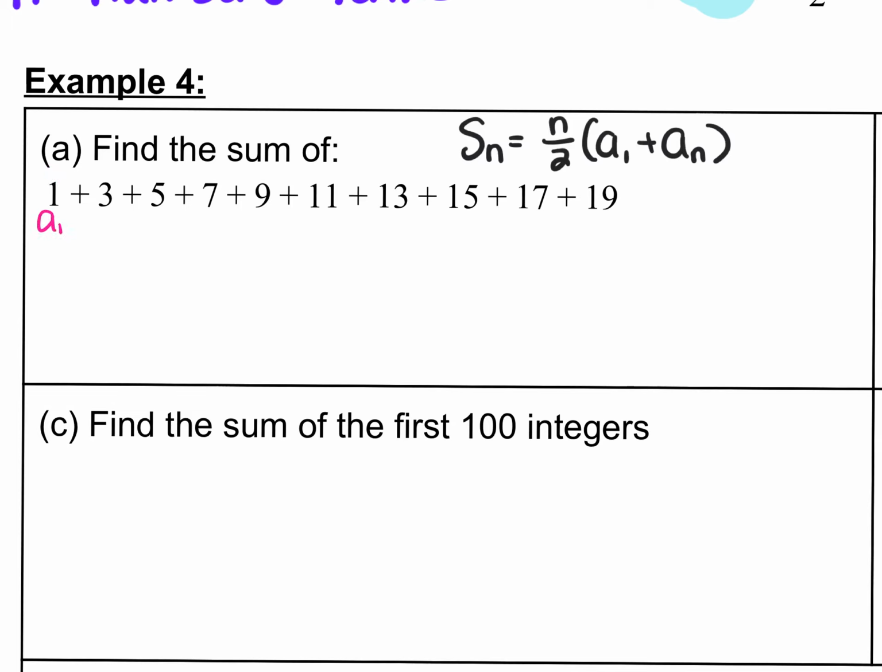And then we have to figure out, okay, so how many terms are there? Well, let's count, right? So we have 1, 2, 3, 4, 5, 6, 7, 8, 9, 10 terms. So our 10th term is our 19.